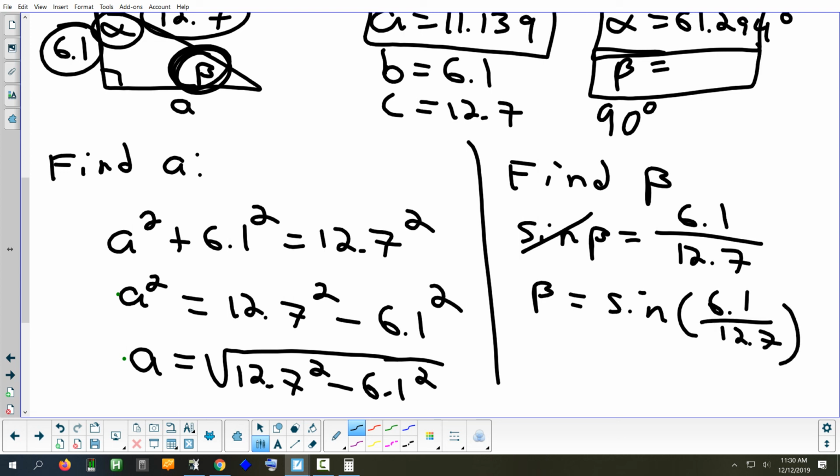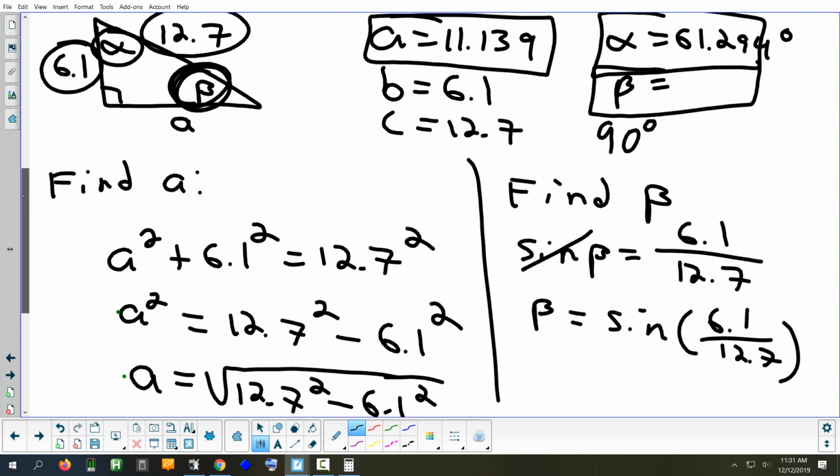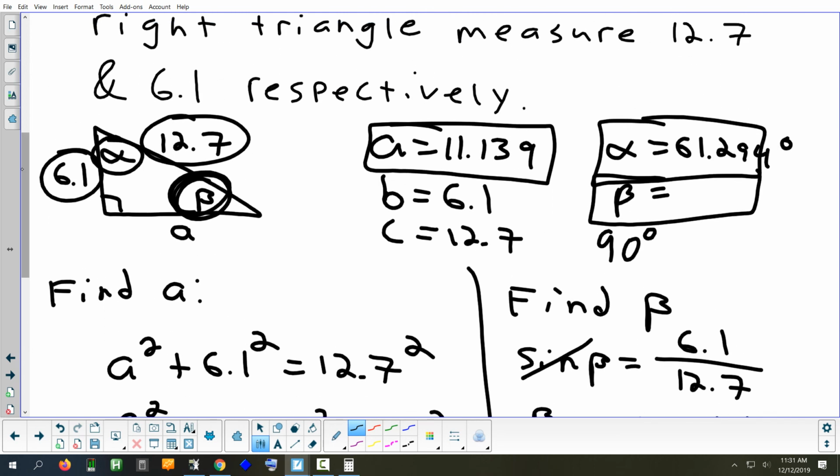I don't remember what the number I had was. 28.706? Is that what it comes out to? Okay, so if you take the inverse sine of that, you do get 28.706. And if you can get the same answer 2 different ways, then it means it's pretty sure it's right. So any questions on the type where they give you 2 sides?